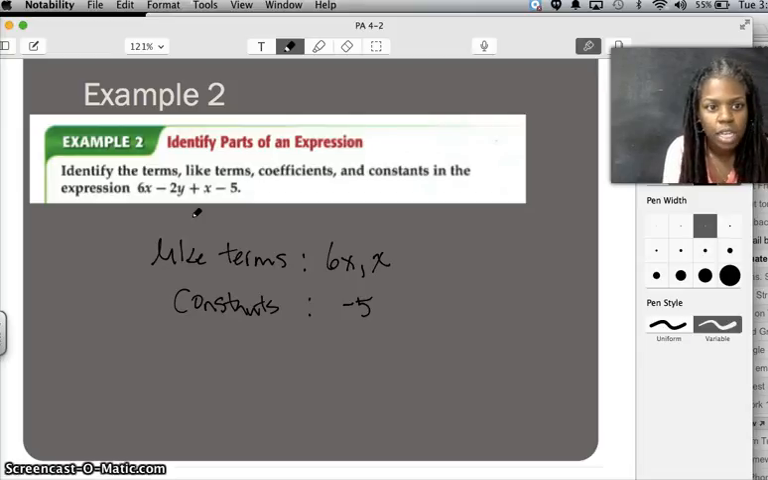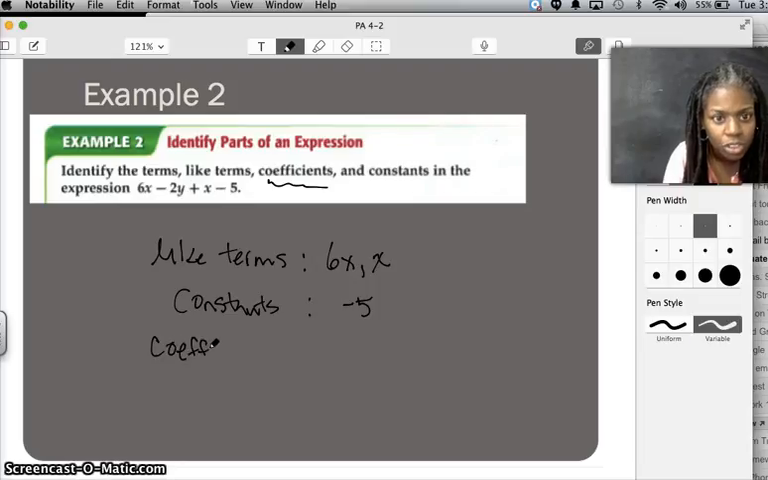Identify terms, like terms, and constants. Coefficients. I'm sorry, I missed this word. Thank you guys for being patient. I know you were at home screaming, doesn't she see it? Coefficients. All right, I got it.